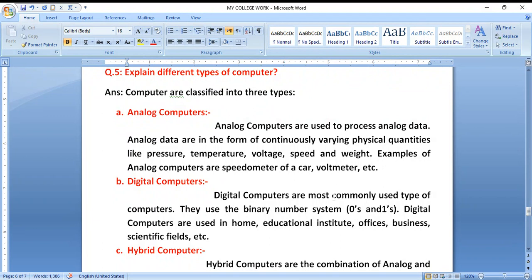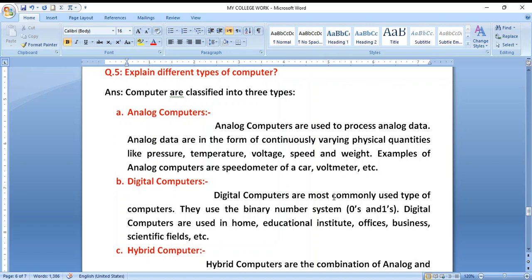Computers are classified into three types: analog computer, digital computer, hybrid computer. Analog computer. Analog computers are used to process analog data. Analog data are in the form of continuously varying physical quantity like pressure, temperature, voltage, speed, and weight. Examples of analog computers are the speedometer of a car, voltmeter, etc.